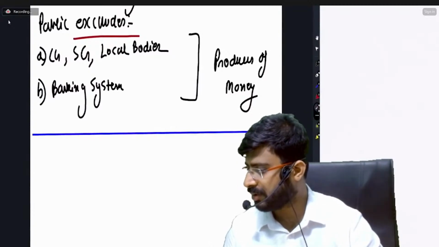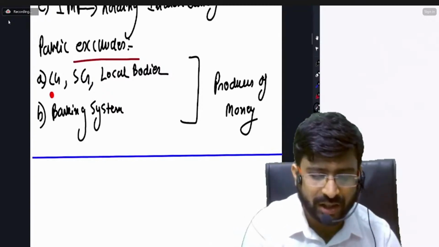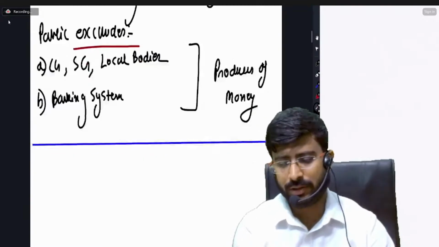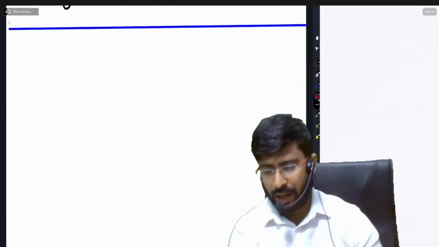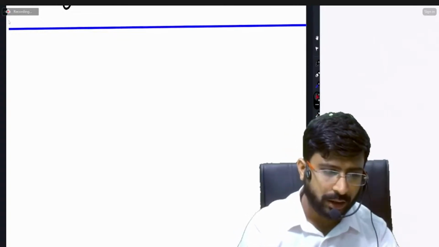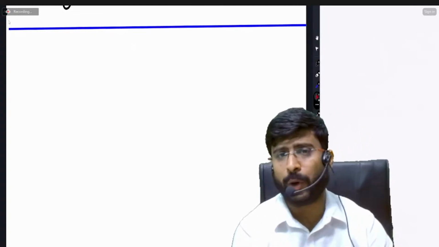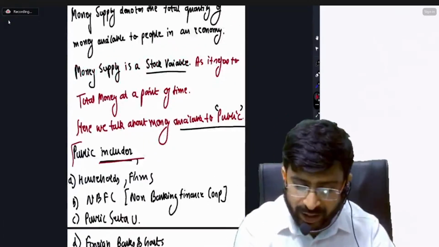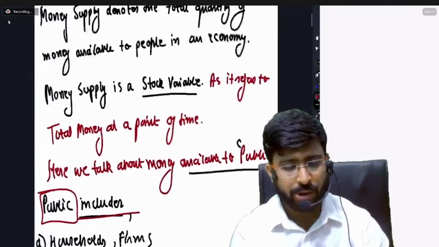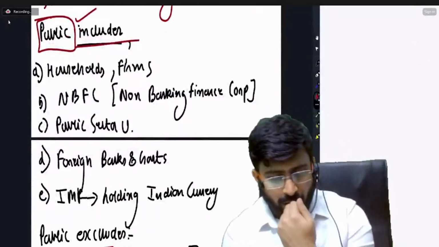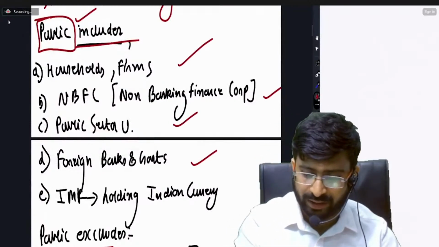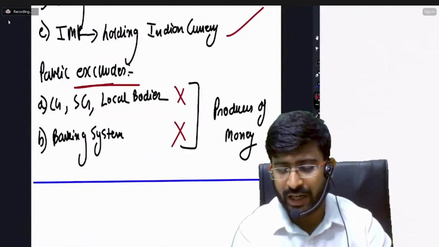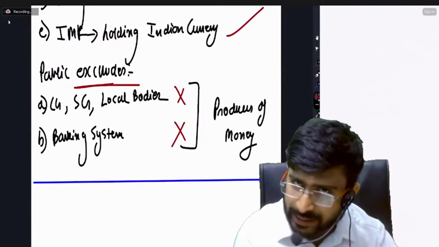Now my question to you is, CG is central government, SG is state government. Now, everybody, we come to the next point, from the MCQ point of view. When I say exclude, it means they are not coming under the definition of public. So only the money with the included entities will come under money supply. Money held with the excluded ones is not included in money supply. Is that clear?